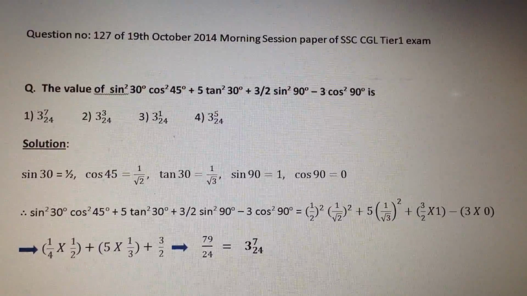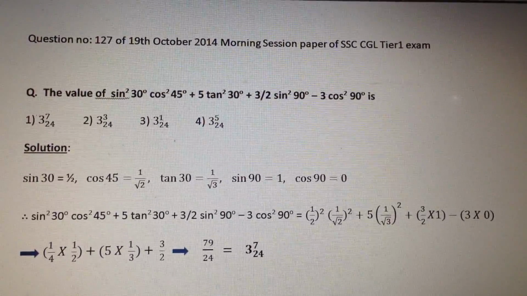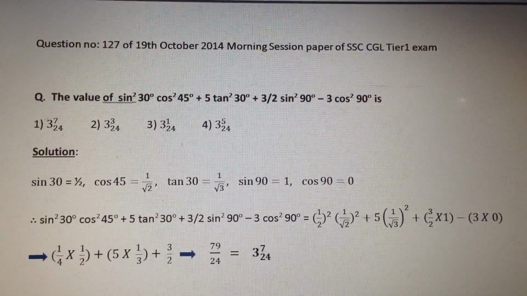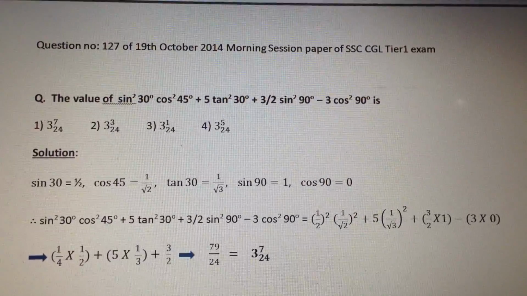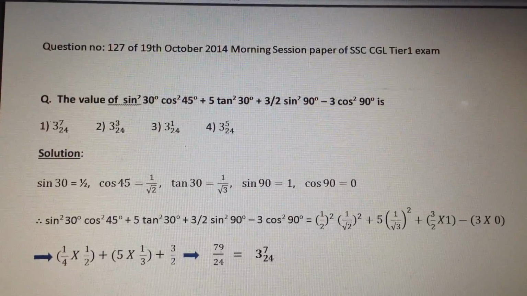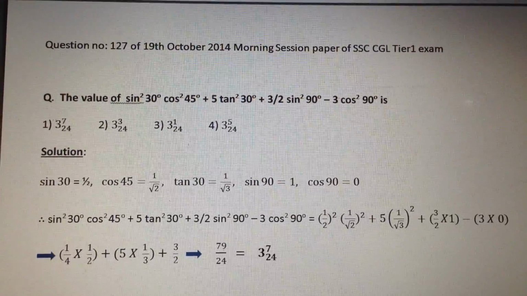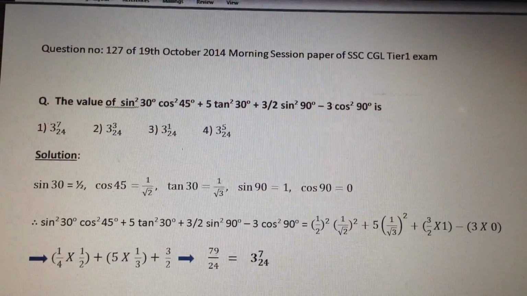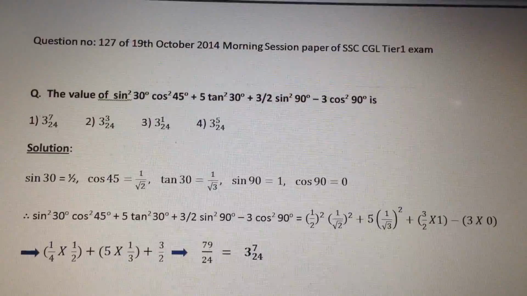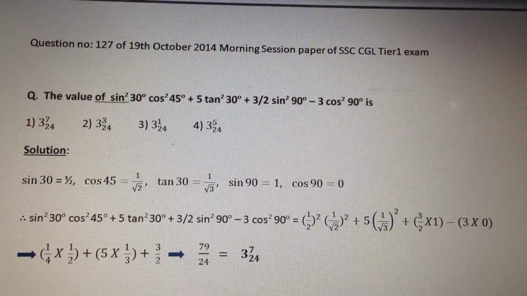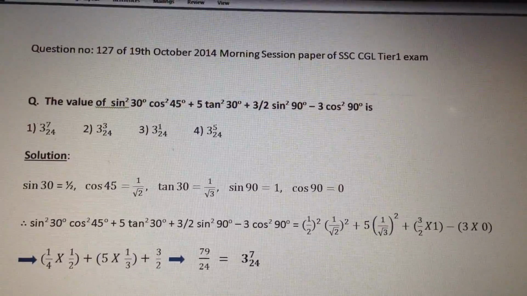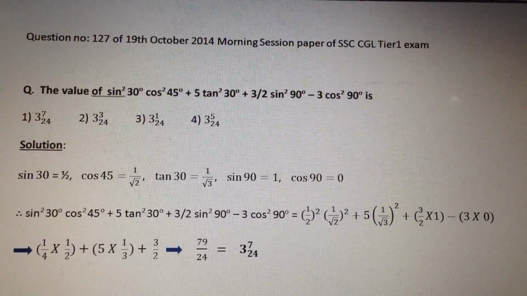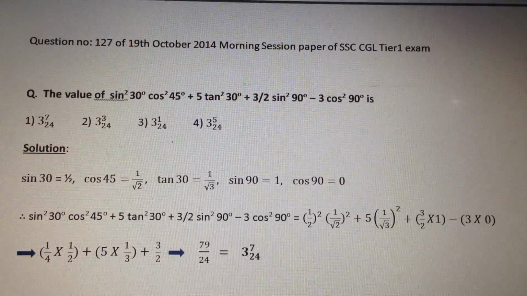Let us take one more example where values of these trigonometric angles are used in solving the trigonometric problems. This is question number 127 of 19th October 2014 of SSC CGL Tier 1 examination. The question is, find the value of sin square 30 cos square 45 plus 5 tan square 30 plus 3 by 2 sin square 90 minus 3 cos square 90. And options are given. Here is the solution.